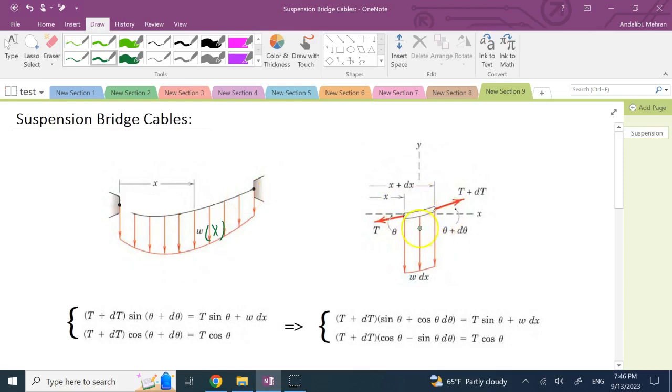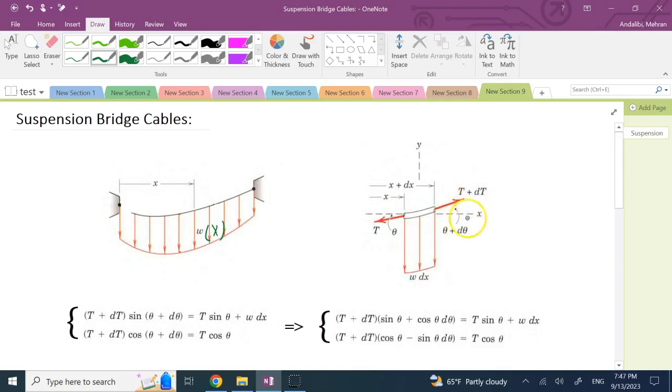So here we look at an infinitesimal part of this cable at location x, where the beginning is at x, the end is at x plus dx. The tension on the left side is called T. The angle of the cable with respect to the horizontal axis is theta. On the right side, the angle changes to theta plus d theta, and the cable tension changes to T plus dT, because tension in the cable is not fixed, and the angle of the tangent to the cable is also not fixed.